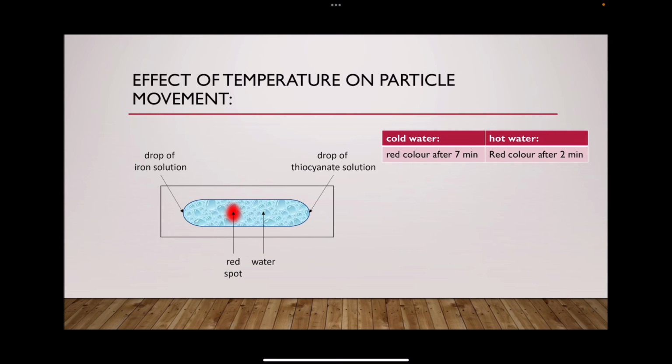If you instead use hot water on the microscopic slide, then the red color can already be seen after 2 minutes. What does that tell you about the particle movement? Well, if the red color appears earlier with hot water, we can conclude that particles travel faster or move faster at higher temperatures. And this is a very important thing in particle theory, that particles move faster at higher temperatures. And similarly, it's also true that particles move slower at lower temperatures.